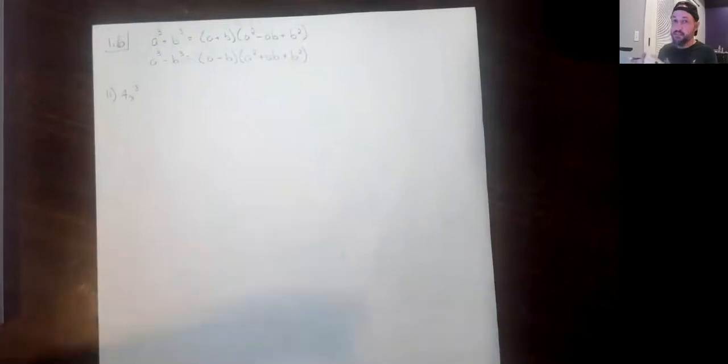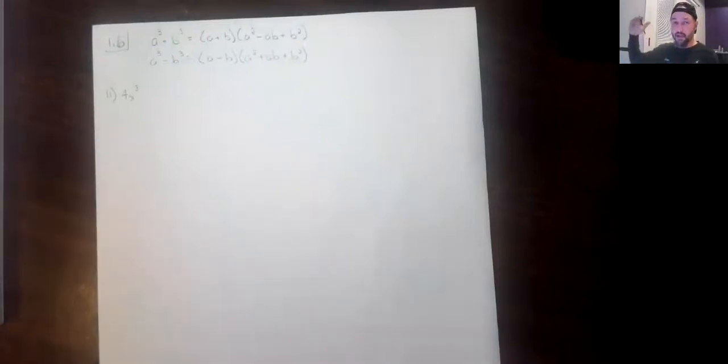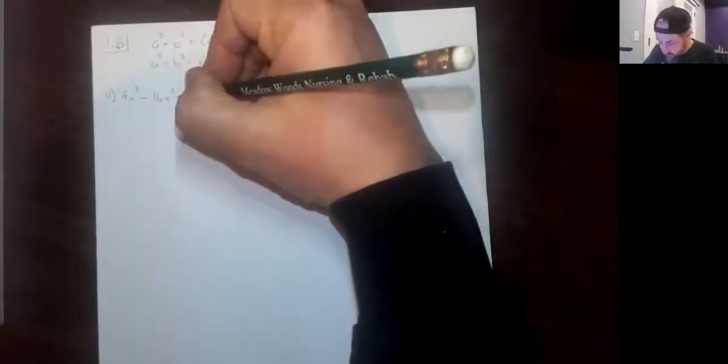Then on the test, everything a lot of times is jumbled together. When I structure my tests, they are in order from section 1 all the way on. So that helps you follow along a little bit and understand what concept to use. So for number 11, we have 4x cubed minus 16x squared minus 20x.